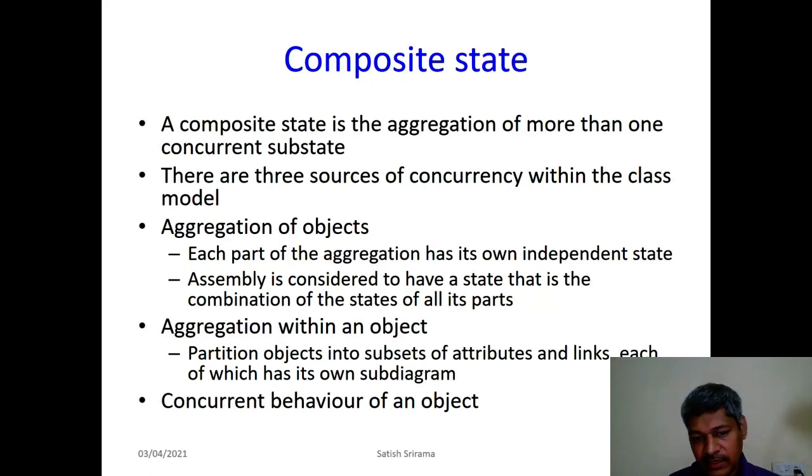We have also seen that to complete that particular state, you have to finish both these parallel behaviors, the concurrent behaviors of that particular object. So that's how concurrency within a class is modeled in the state diagram. We have seen all three types of concurrency possible, more or less related to this sort of composite state, so it will be the aggregation of these subsets.